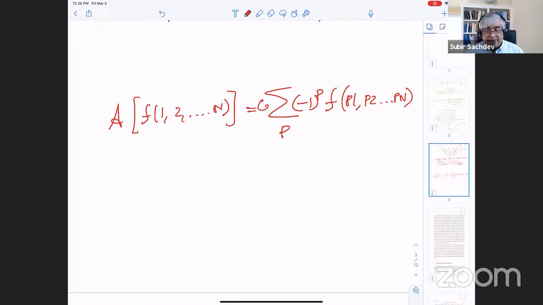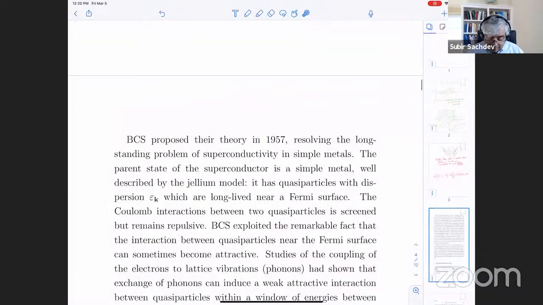The reason the normalization constant is not just 1 over n factorial, which is in fact not the case for our case, is because some of the permutations may give you the same term. So that's what happens here.